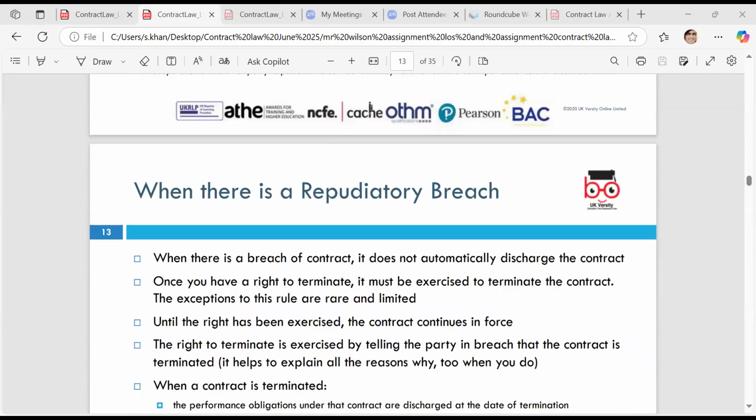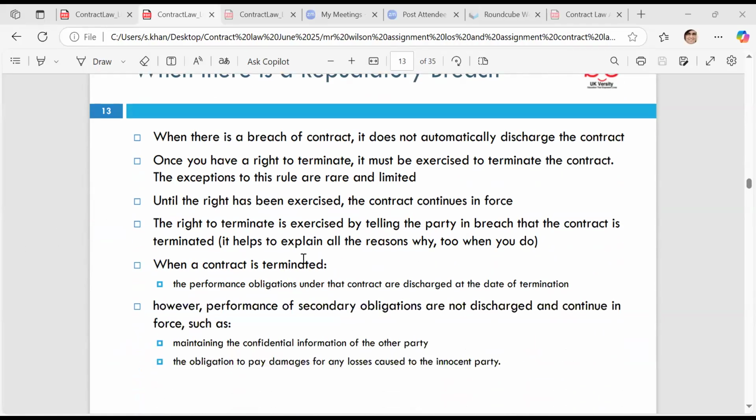When there is a repudiatory breach, a repudiatory breach of contract occurs when one party's actions demonstrate a clear intention to no longer be bound by the contract, or when the breach is so serious that it deprives the other party of the substantial benefit of the agreement. This breach gives the innocent party the right to terminate the contract and claim damages.